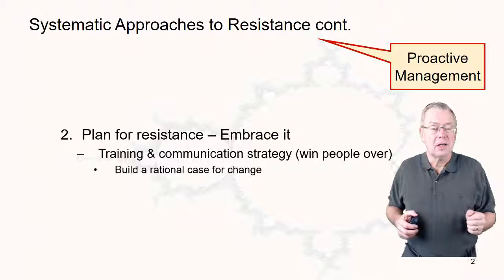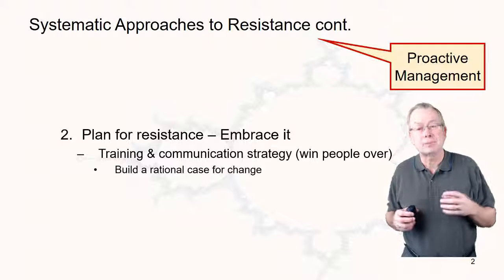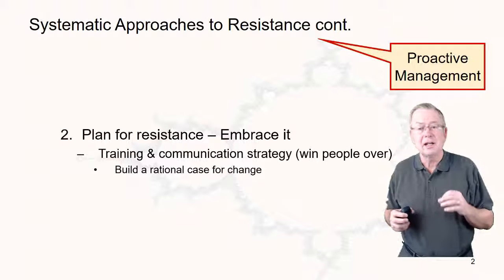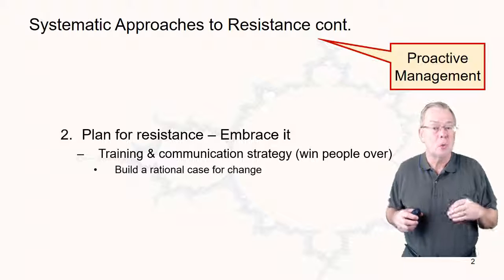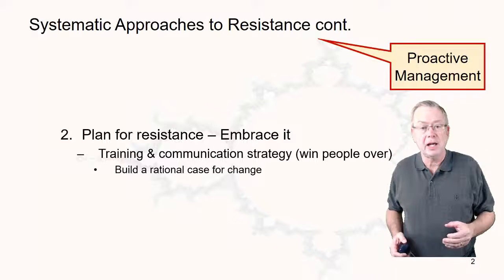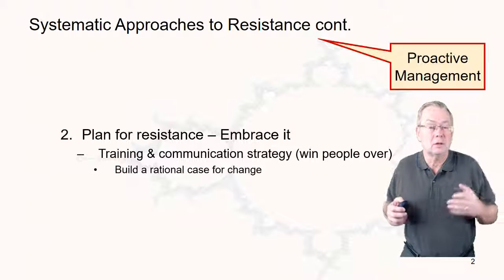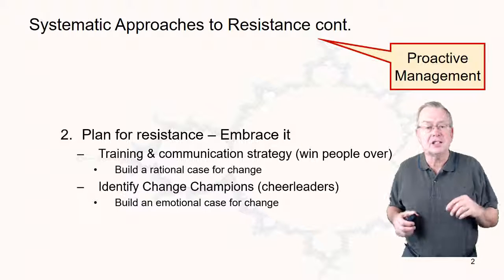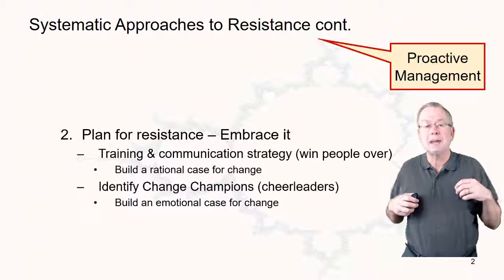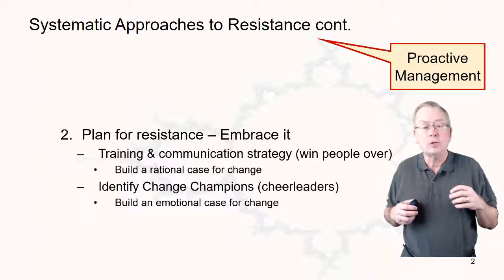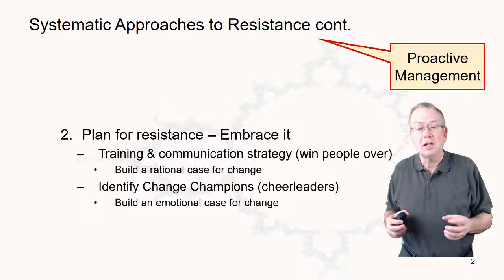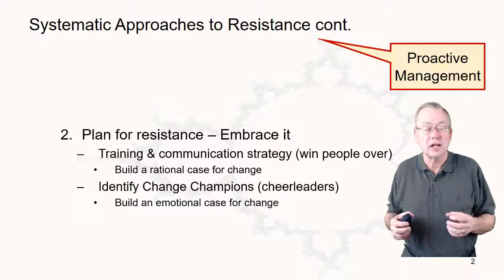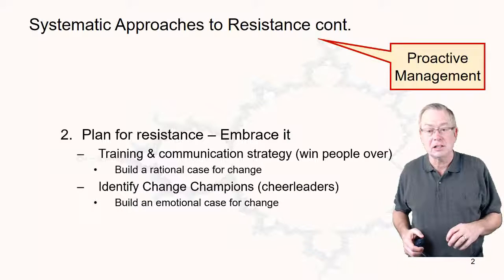Number 2 on the list is planning for resistance and actually embracing it. We're going to get into this in a little more detail in the value of resistance, but for this time, let's talk about the training and communication strategy to win people over. This is building the rational case for change, which is really the knee-jerk reaction that all change initiatives have. But let's go a little bit further and identify the change champions, those people who will really get behind us, the early adopters, and how to use them in the change and allow them to lead the emotional charge that is required to get people excited about change and not let them get excited against the change.